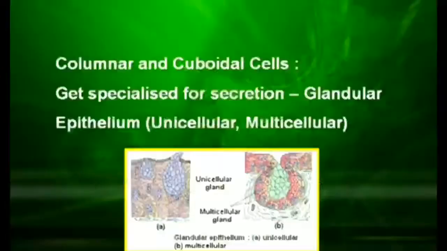The columnar and cuboidal cells get specialized and act as glandular epithelium. They may be unicellular as well as multicellular. Now, depending on the mode of pouring their secretions, the glands are divided into two categories, the exocrine glands and the endocrine glands.